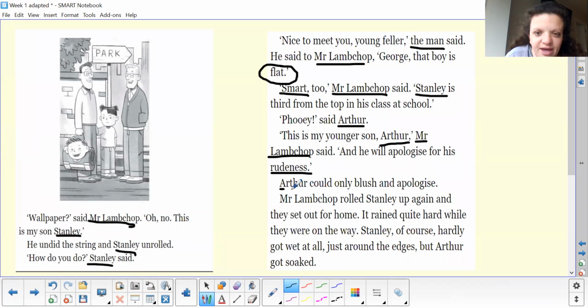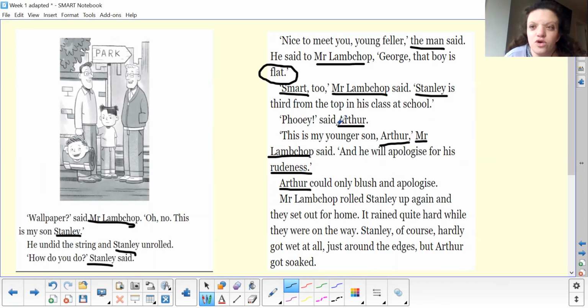Okay, and then Arthur here as well. Okay, let's have a look. So it's going to be after this bit here. It's going to be around here because this is when Arthur comes in. Phooey, said Arthur. So you're going to now have a go at reading and see which 2 things he had to do after he was rude. Name them. Off you go. Pause if you need to.